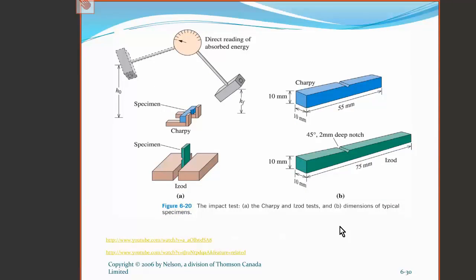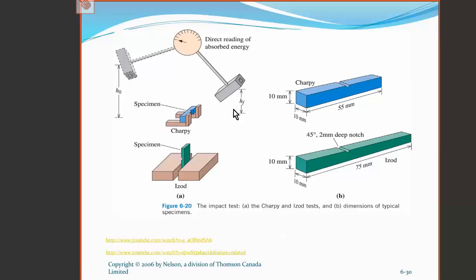Toughness is measured using standardized tests where a pendulum mass is allowed to impact with the specimen. It actually starts off here. It impacts with the specimen, which has been notched in order to provide systematic cracking. So as the material goes through, it cracks.